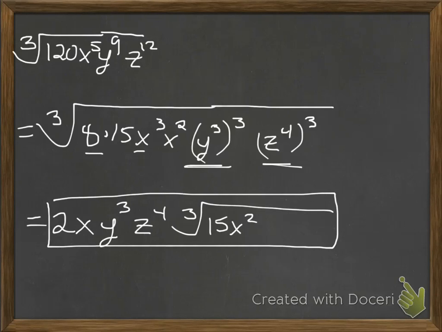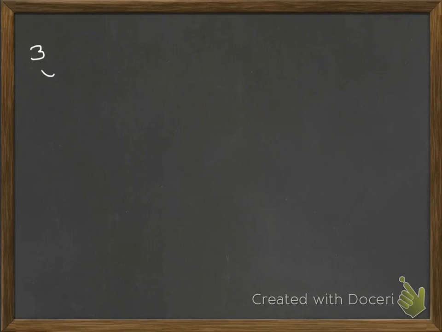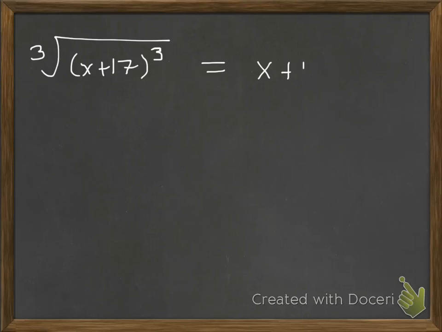Okay, let's do one or two more examples. Say we want to do the cube root of x plus 17 to the third power. The cube and the cube root will undo each other, and we'll just be left with x plus 17.